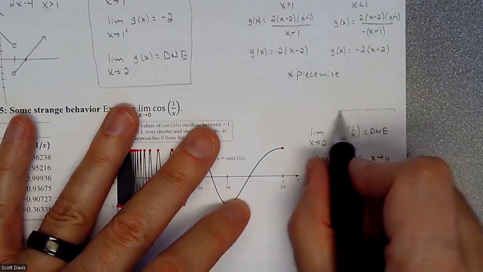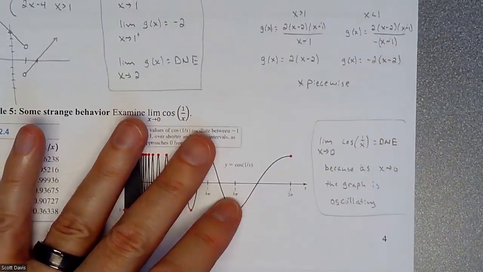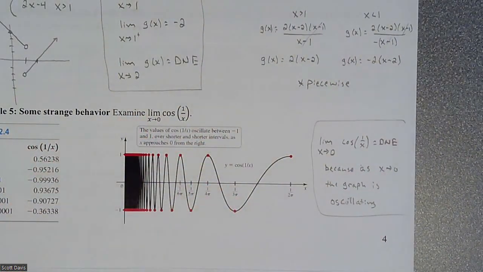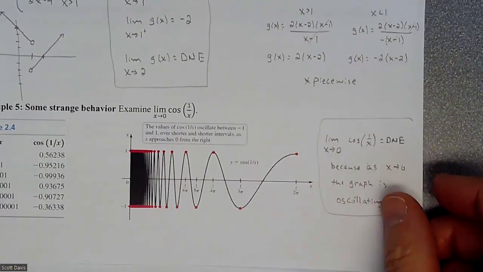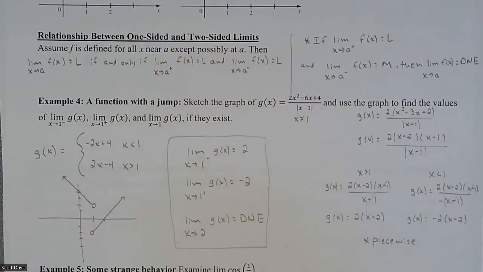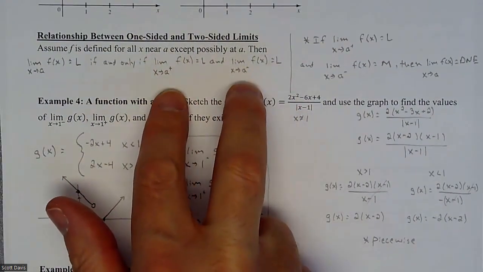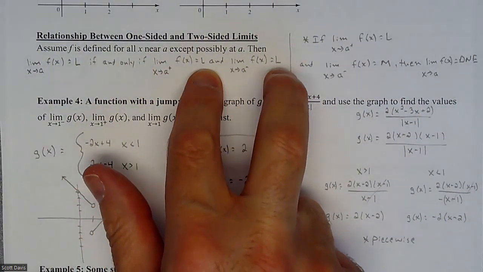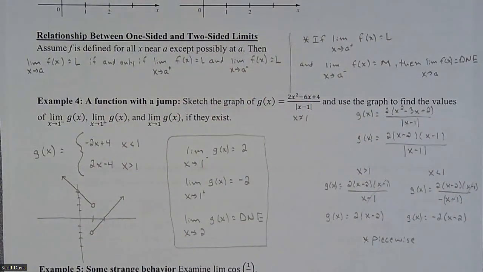Okay, so that is a little bit of an introduction, very much a visual introduction, to doing your limits. But the biggest piece of this is, in order for an overall limit to exist, the left and the right sides have to equal the same thing. All right, and then we'll talk about more algebraic ways to do this.